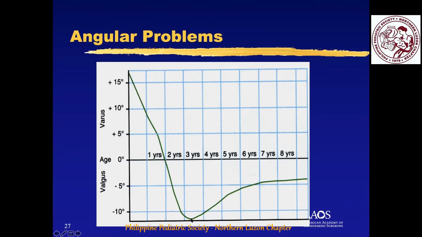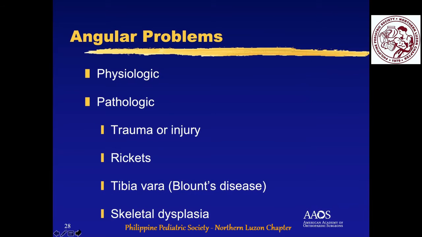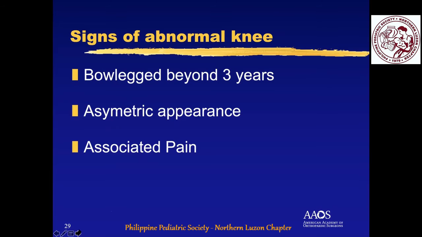So when you do have angular problems, we've discussed what the physiologic appearances are. Now we try to look at some of the pathologic causes, no, of angular problems of the knee. So what are the signs of having an abnormal knee? You may have an abnormal knee if the patient remains bow-legged beyond the third year of life. Remember, we expected this to resolve by 2 years old, and by 3 years, they should actually be going into valgus. Another sign of an abnormal knee is an asymmetric appearance, no? If one side is more deformed than the other. And third is if the deformity is associated with pain. So if these three signs are present, you may be dealing with an abnormal knee pathology.